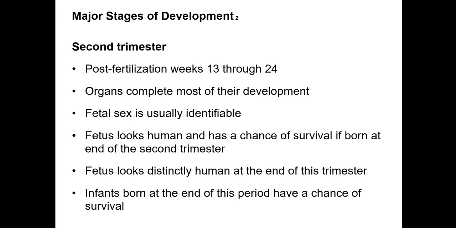Now the second trimester is going to take place during weeks 13 through 24. This is when most of the organs and organ systems will complete their development. And this is when you're going to be able to tell whether the fetus is male or female. This is when the fetus is going to begin to look more human, and it's going to have a much better chance of survival by the end of the second trimester.